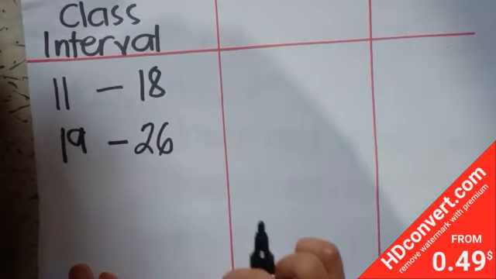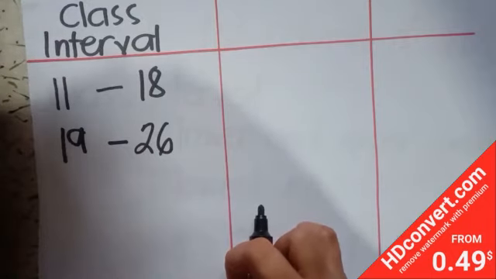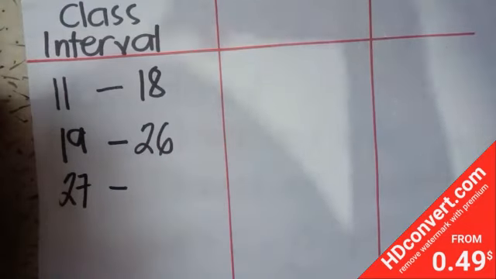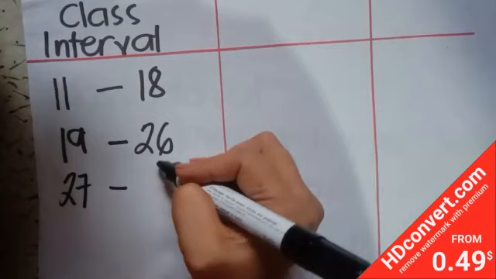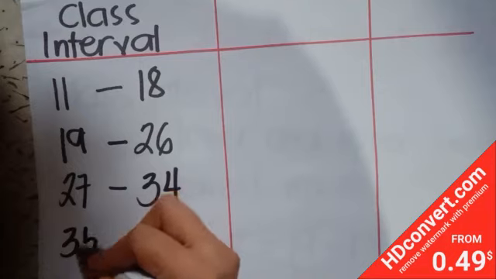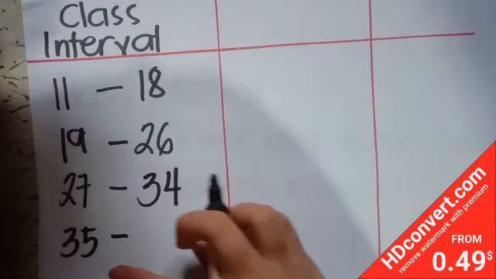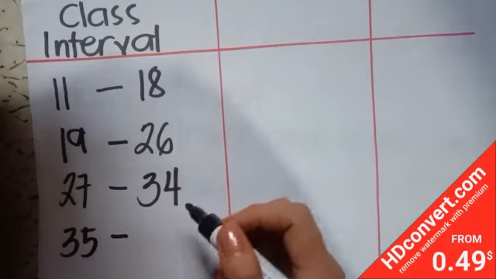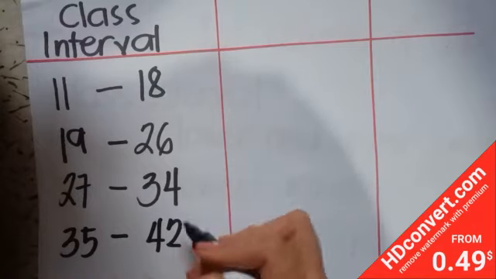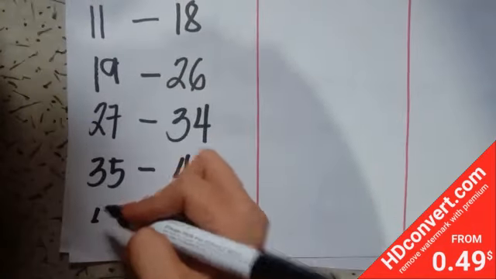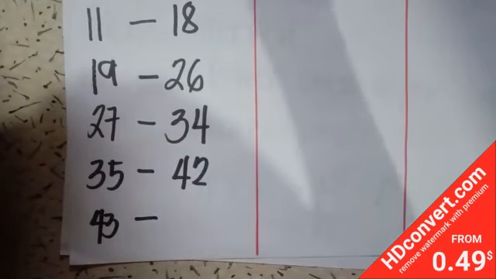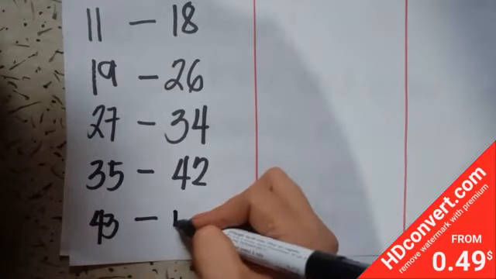Then, tuloy-tuloy mo lang hanggang sa mag-end ka sa 68. So, 26. So, 27 to 27 plus 8 minus 1, so meron tayong 34. Then, 35 to 35 plus 8 minus 1 is 42. Next, 42. Susunod sa 42 ay 43 to, so 43 plus 8 minus 1, 50.